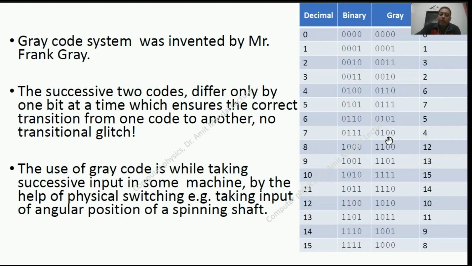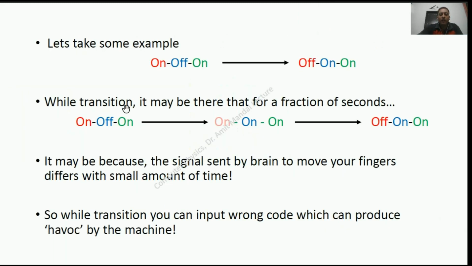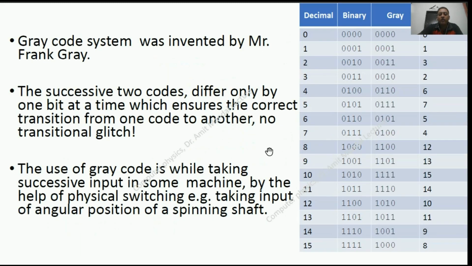So these codes are particularly used when there is some physical switch type of input in some machine, and successively we have to input code one after another. In that case there is no state of transition like this, so that no error can occur. So these gray codes are helpful for that condition. I hope by this small lecture you have understood what gray codes are and why they are used. I have shown you the table also for gray code compared with the decimal numbers.